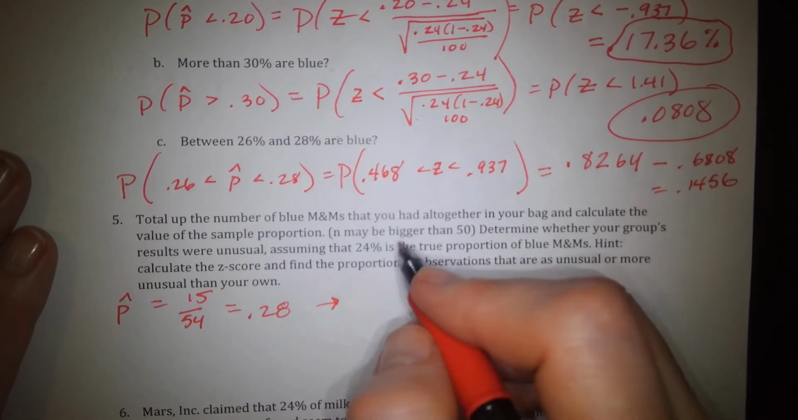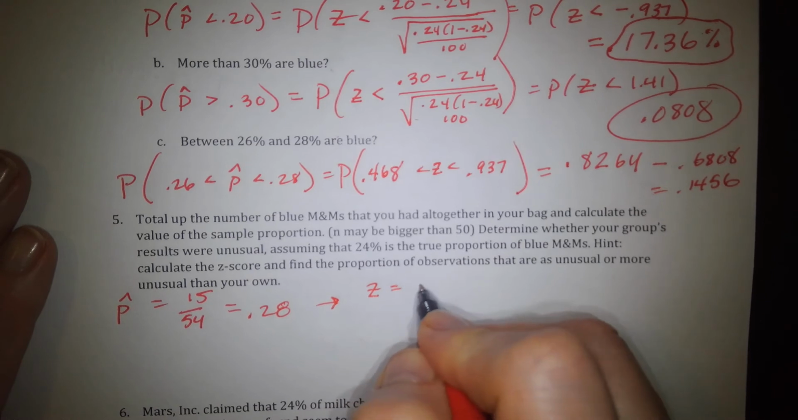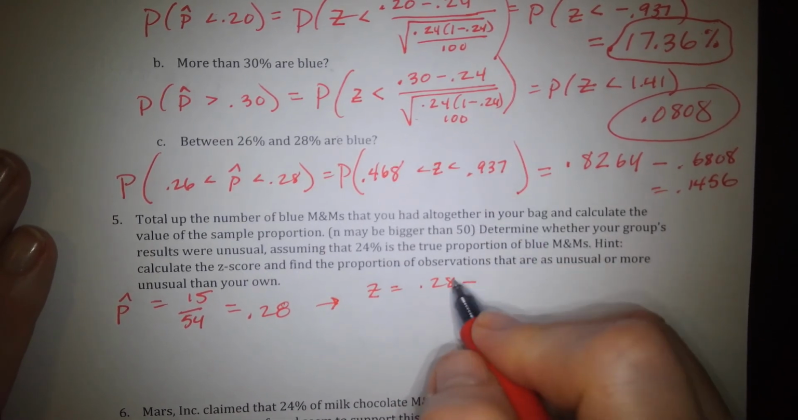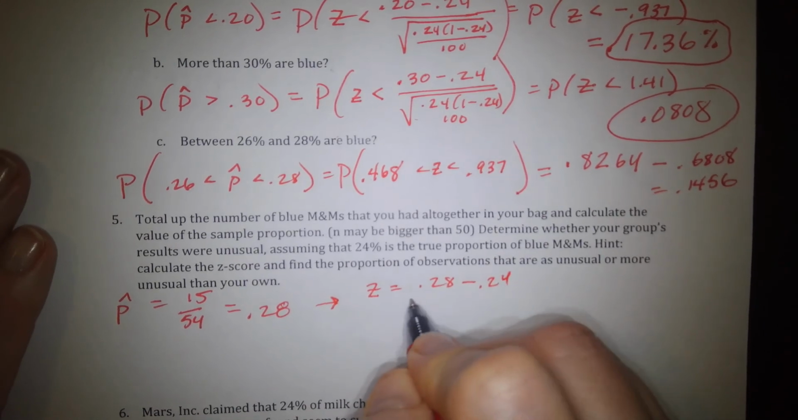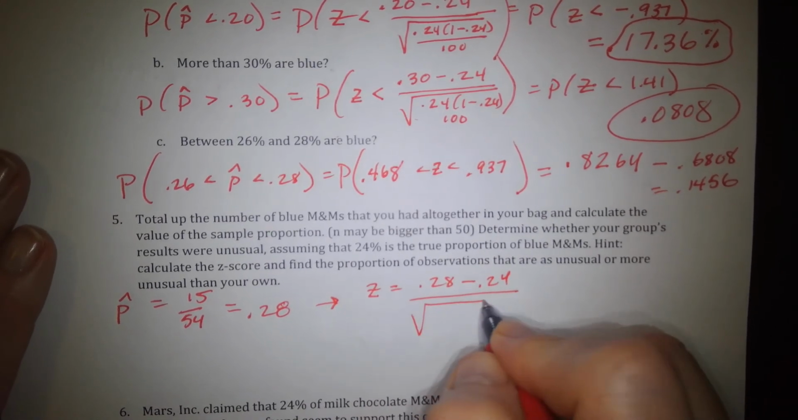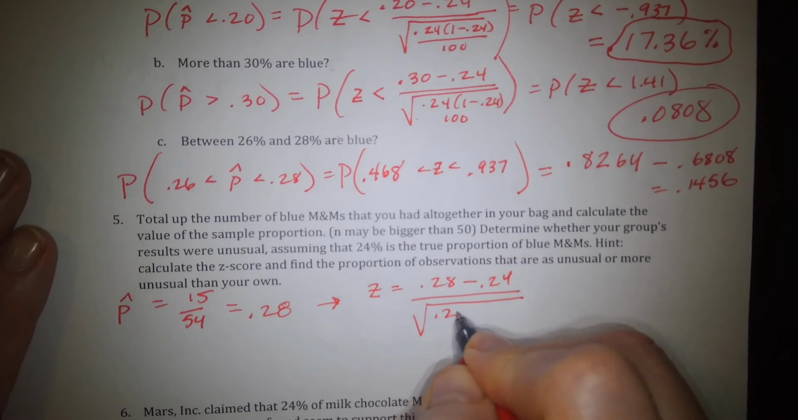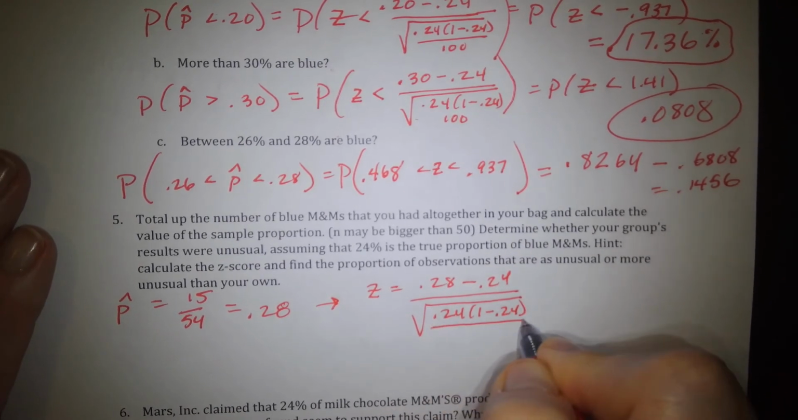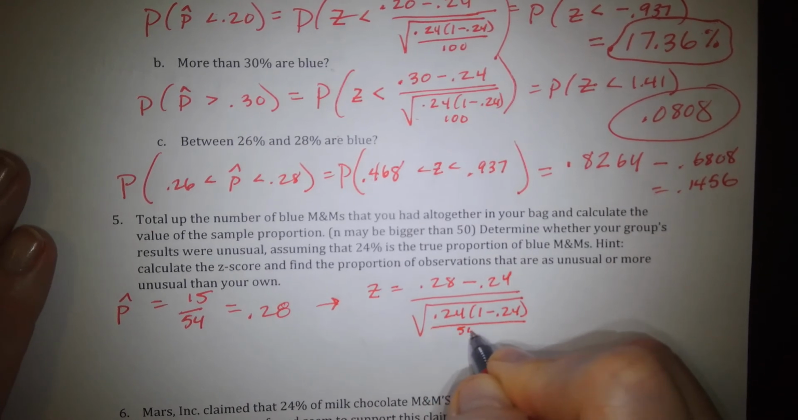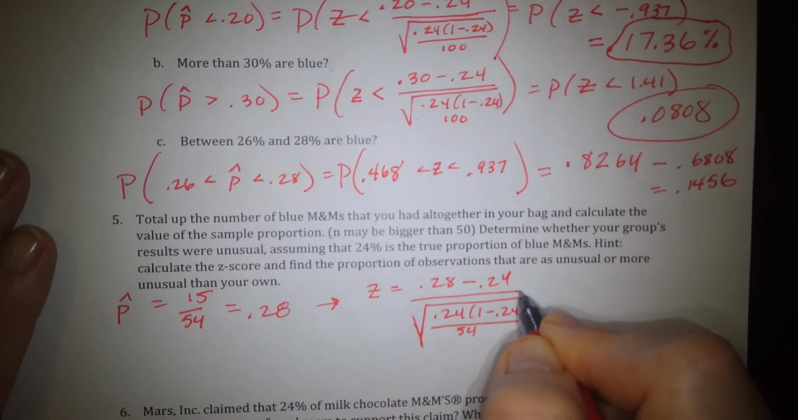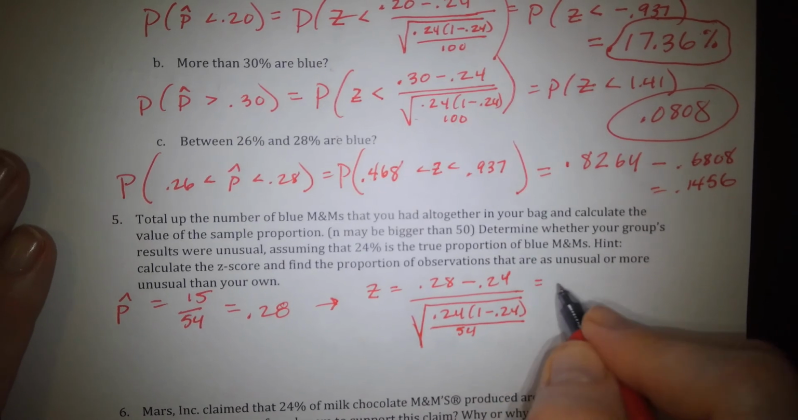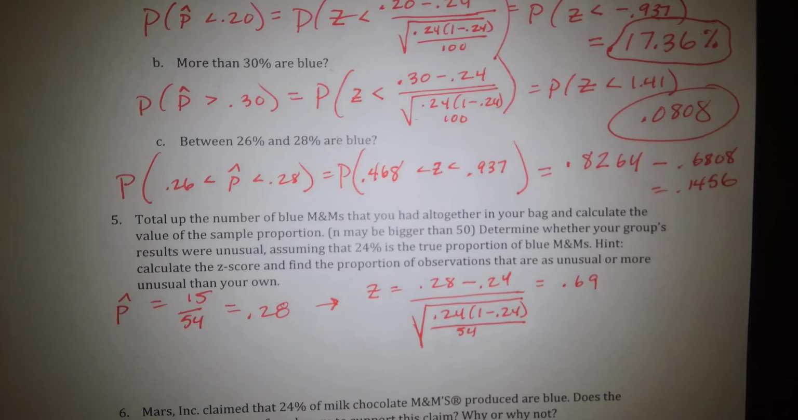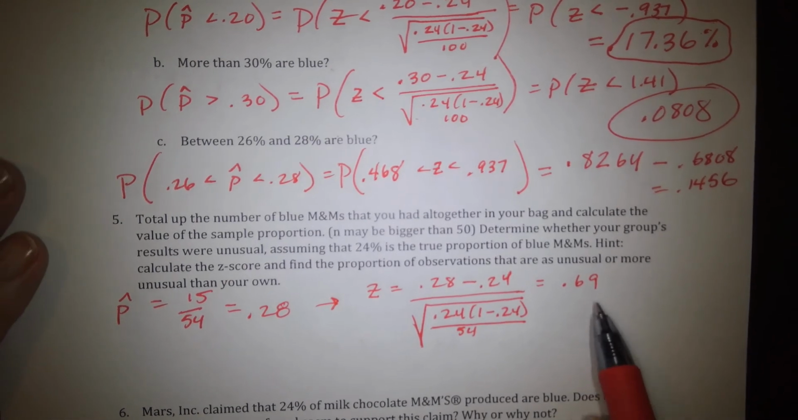So then I'm going to turn that into a z-score real quick. So my z-score is going to use 0.28, which I have done up here already too. 0.28 minus 0.24, but of course my standard deviation is different, so I will get a different number. 0.24 times 0.76, and all of that's divided by n. In this case, I had 54 M&Ms in my personal bag, which gives me a z-score of 0.69.